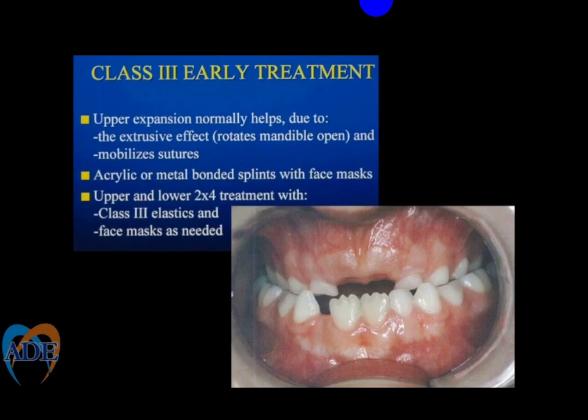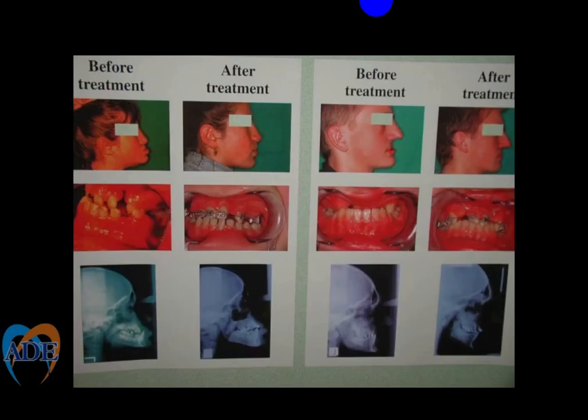Secondly, if you're using face masks, you need to put the force through the whole arch to get the orthopedics. And once the sutures are starting to mobilize, you want to bung on your face mask and then finish up with 2x4 and/or class 3 elastics. There's the protocol. So, severe cases that normally would need surgery, if you wait until the maxilla stops growing, they will need surgery. You're just fulfilling your own prophecy.